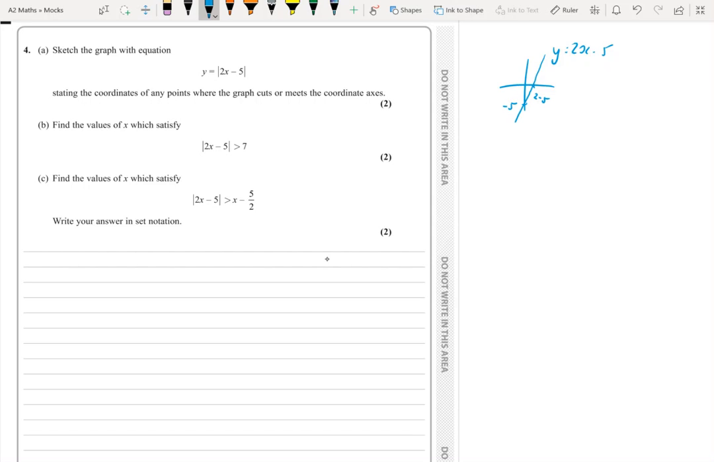So when the modulus signs come in, everything that's under the x-axis gets reflected up. We get the characteristic V shape. So our answer to part A of this question is a graph. It's still going to have this part that comes down to 2.5. Then it's going to have the V shape going back up. And where the intercept was minus 5 before on the y-axis, it's now positive 5 on the y-axis. Okay, so this is y equals modulus 2x minus 5.